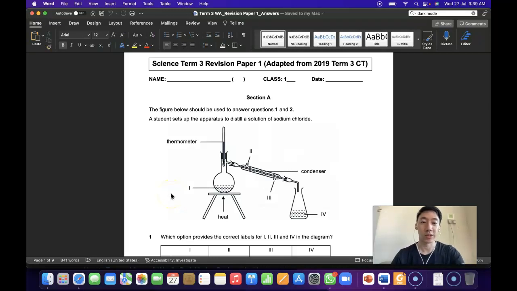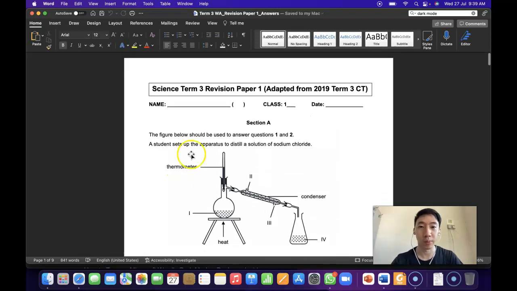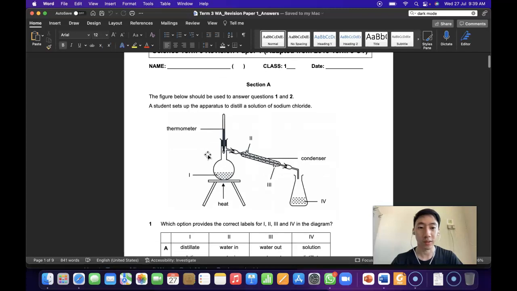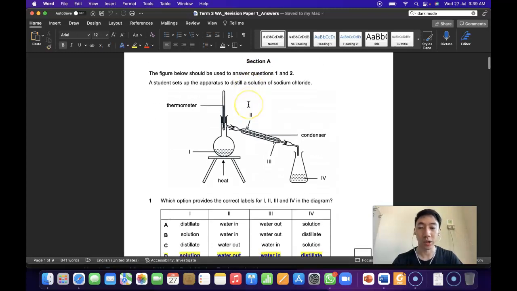Hi students, so Mr. Cho is at reservist now, so I'll be going through the revision paper 1 and the corrections of this. So I need you to take out your paper and do your corrections.